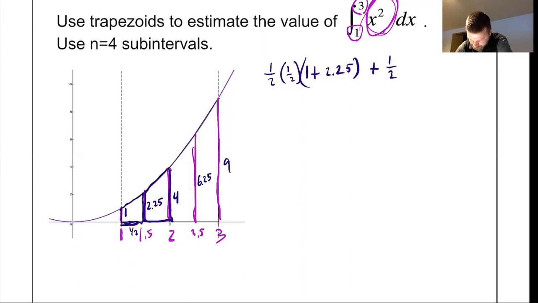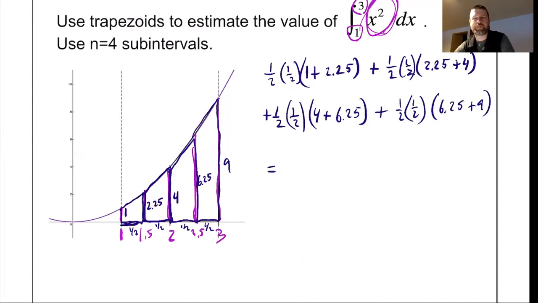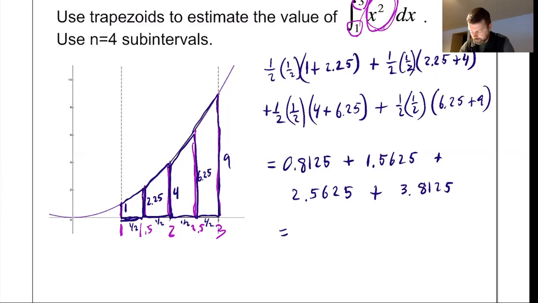1/2 times it's got a height of 1/2. And then the bases are 2.25 and 4. And you just keep going. There it is. I would just plug all those into my calculator. I get 8.75. There it is.